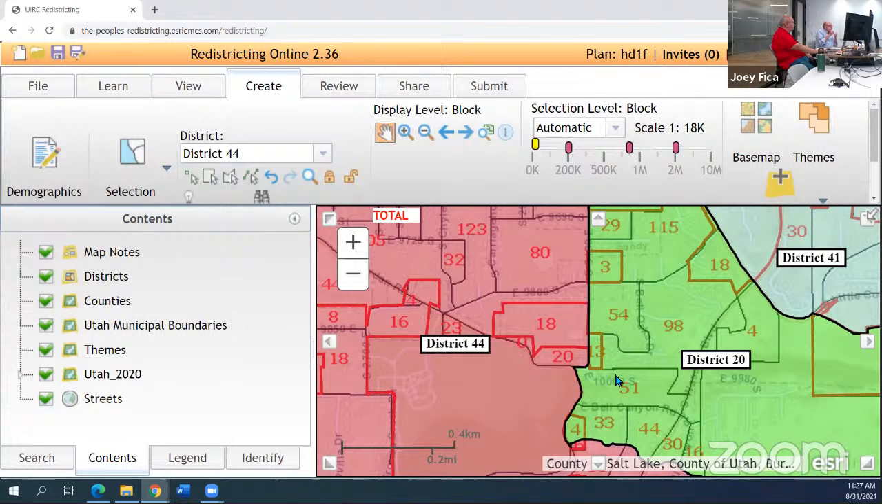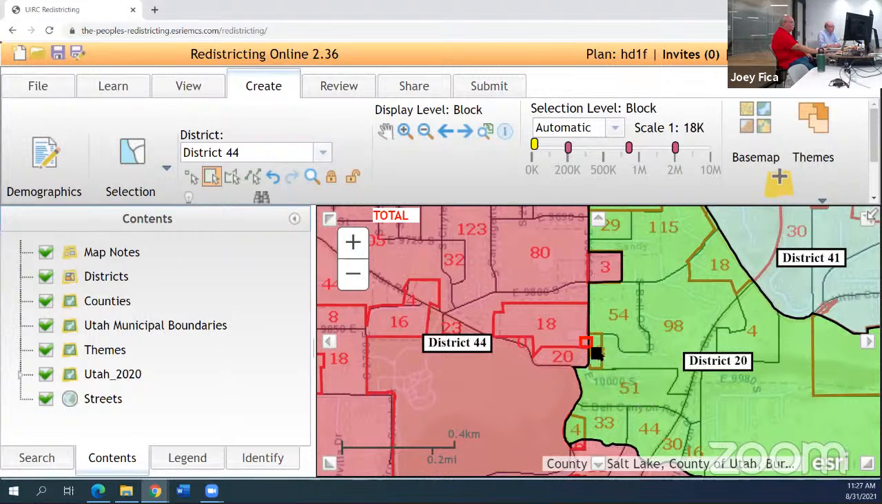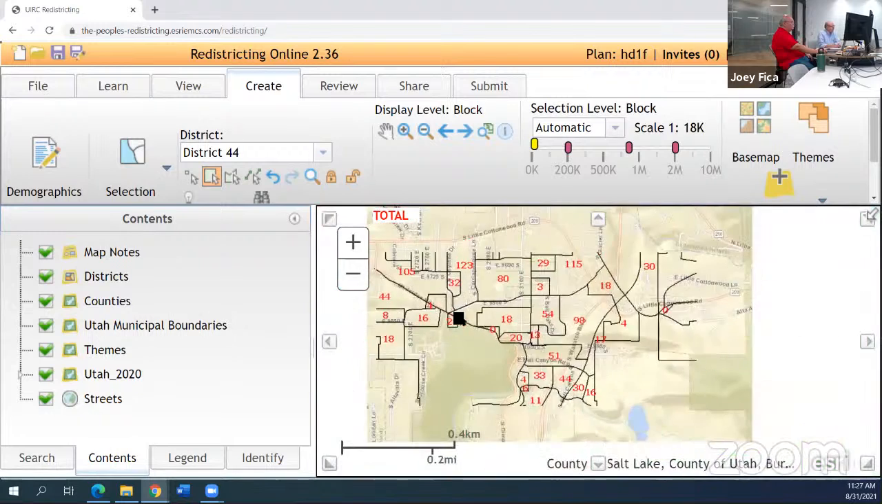20 is 15 over. So I could take 13 and 4 for 17, and 3 for 20. Let's do that. That would put 20 at minus 1. And that would put 44 at minus 3. That's within what I would accept as good.